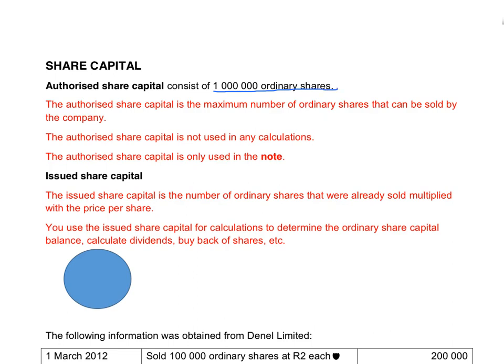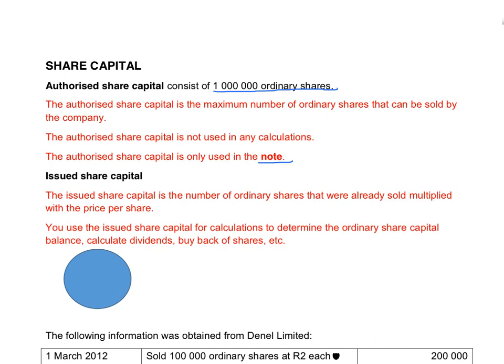The authorized share capital is the maximum number of shares that can be issued. They cannot issue more than 1 million shares. This authorized share capital is never used in calculations. The only place that you will ever use your authorized share capital is in the note for share capital that will accompany the balance sheet.